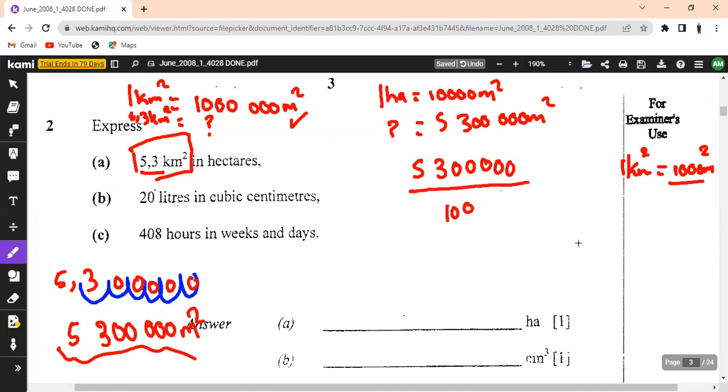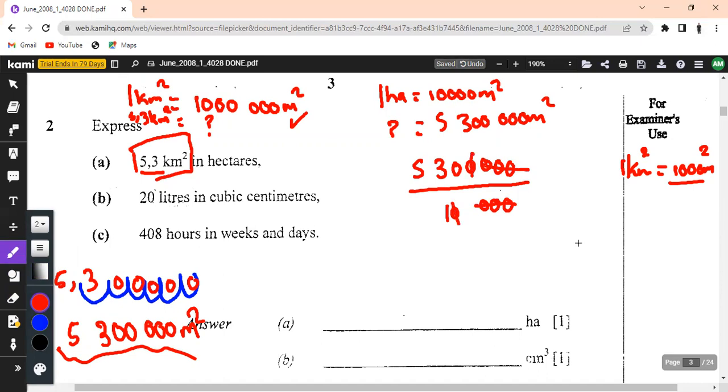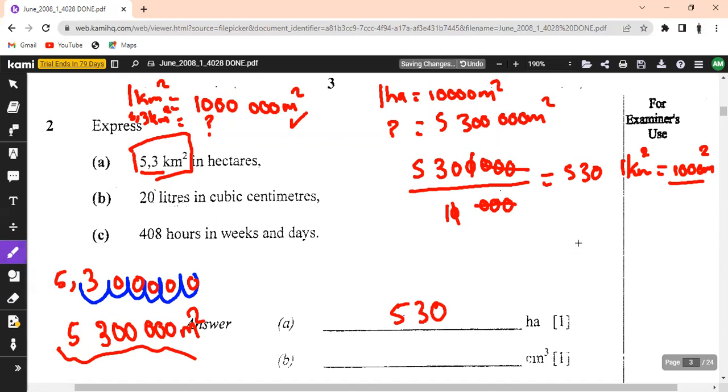Okay, so if we divide by 10,000, what are we going to have at the end? That is the question now. Okay, so the zeros there, 3 cancel here, 3 cancel, 1 and 1 cancel. So we're going to remain with 530. All right, so this is going to give us 530 hectares. That is it.